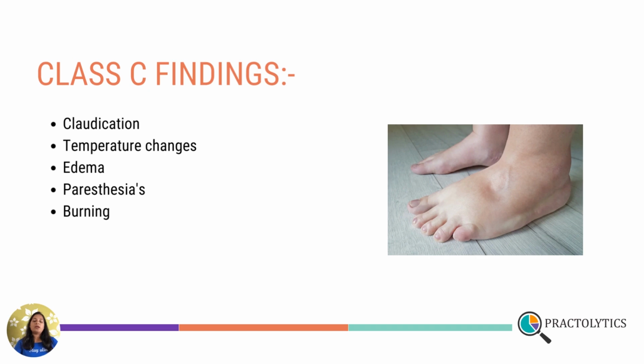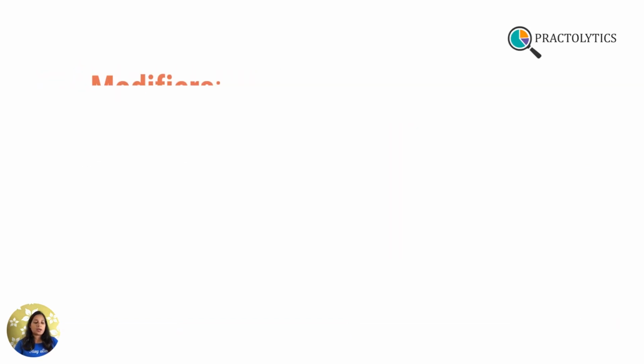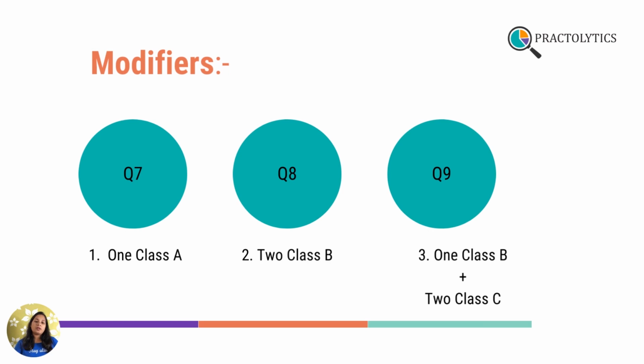Similarly, if the patient has claudication, temperature changes like cold feet, edema, paresthesias, abnormal spontaneous sensations in the feet, and burning sensation, all these conditions will be categorized into class C findings. Now you know what a class A finding, class B finding, and class C findings are.